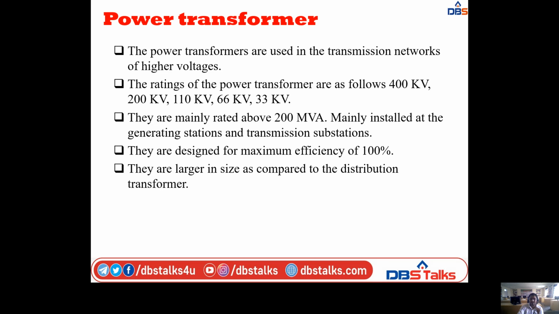The power transformers are used in the transmission networks of higher voltages. The ratings of the power transformers are as follows: 400 kV, 200 kV, 110 kV, 66 kV and 33 kV. They are mainly rated above 200 MVA, megavolt ampere. kV means kilovolts. These are mainly installed at the generating stations and transmission substations. Why? Because to transmit the power.